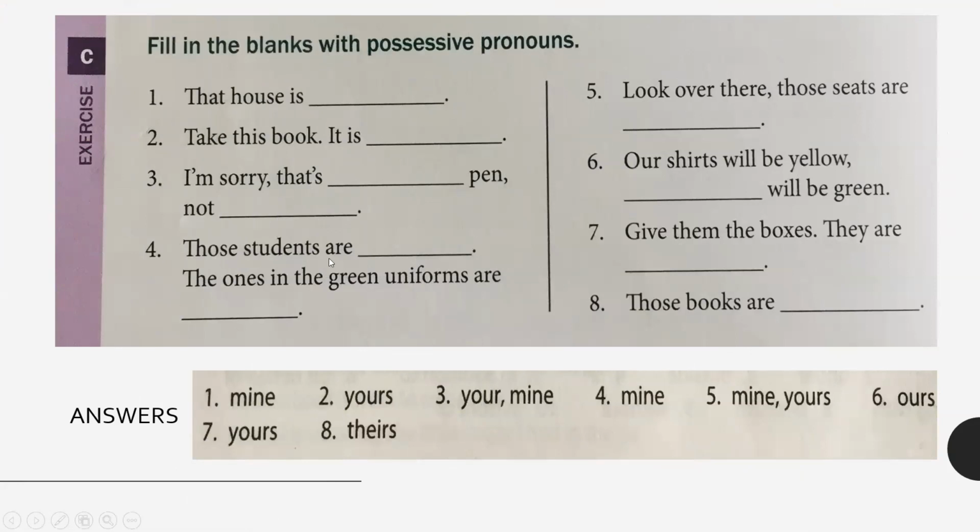Number four, those students are mine. Number five, look over there. Those seats are dash. Number six, our shirts will be yellow. Ours will be green. Give them the boxes. They are yours. Those books are theirs. Okay. So in this way, you can also fill up the blanks on your own. Please take a screenshot.